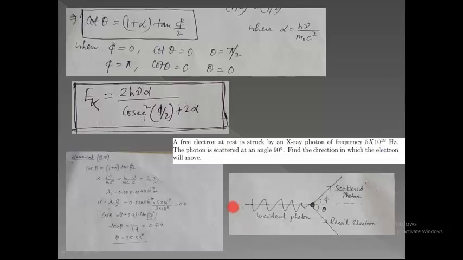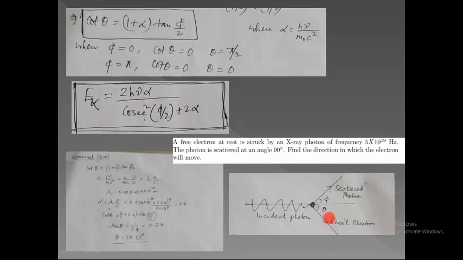Again, I explain the diagram once again. If the incident photon, a particular frequency or wavelength of light, hits an electron, the electron recoils and the photon scatters. The angle of the photon is phi, let us say, and the angle at which the electron recoils is theta.